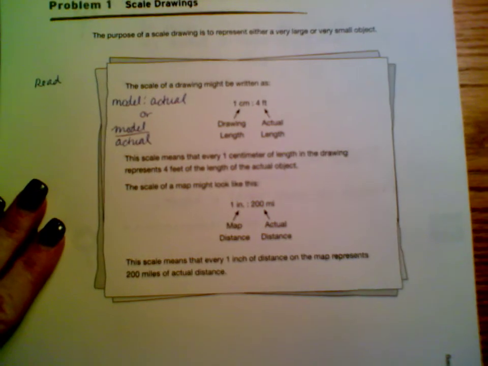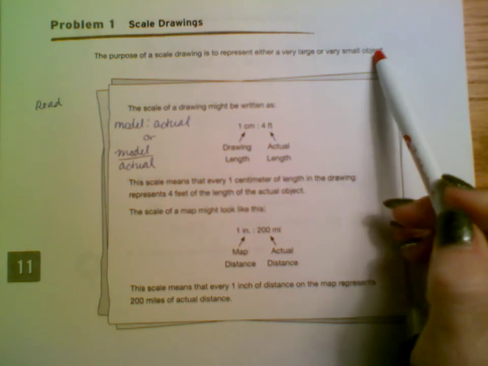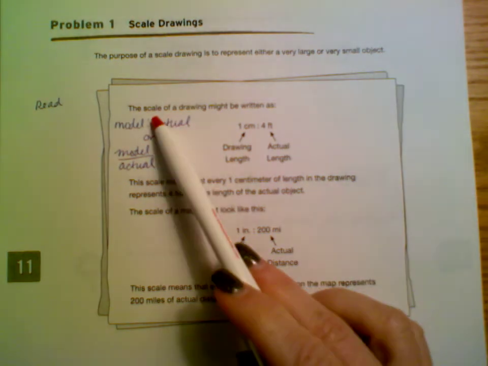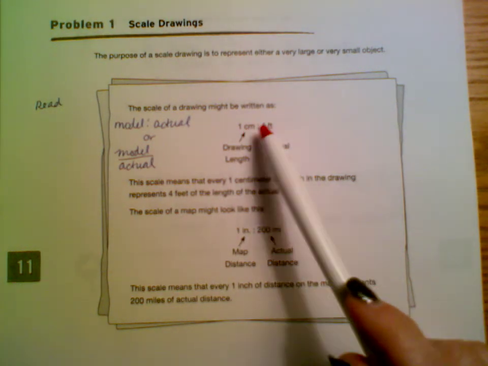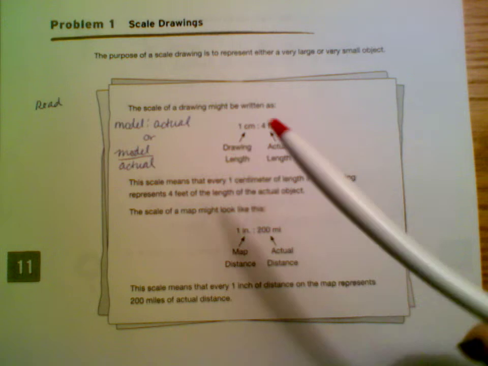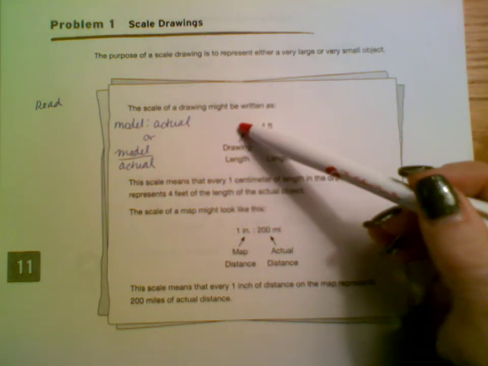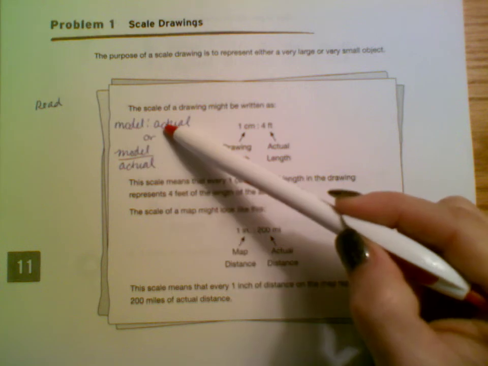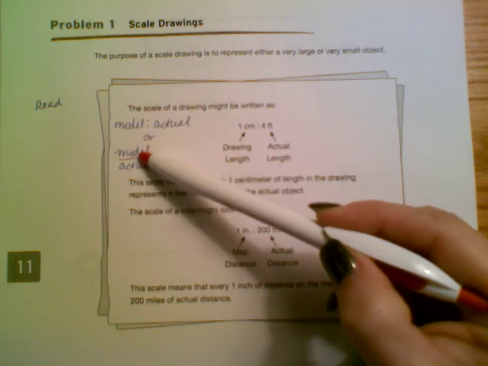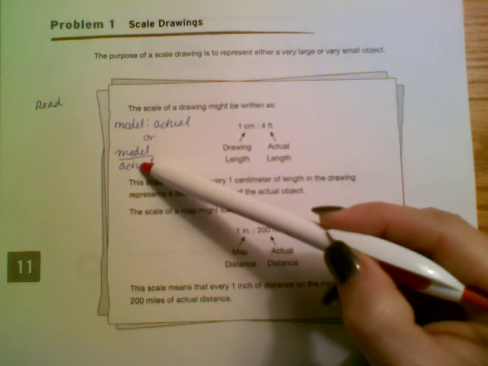So problem 1, the purpose of scale drawings is to represent either a very large or a very small object. This is one people often miss. The scale of a drawing might be written as, with a colon, 1 centimeter to 4 feet. It's, again, always the drawing to the actual, or I typically always call it model to actual. It can be written with a colon, it can be written as a fraction. This is going to be an easier way for us to do our mathematical calculations.